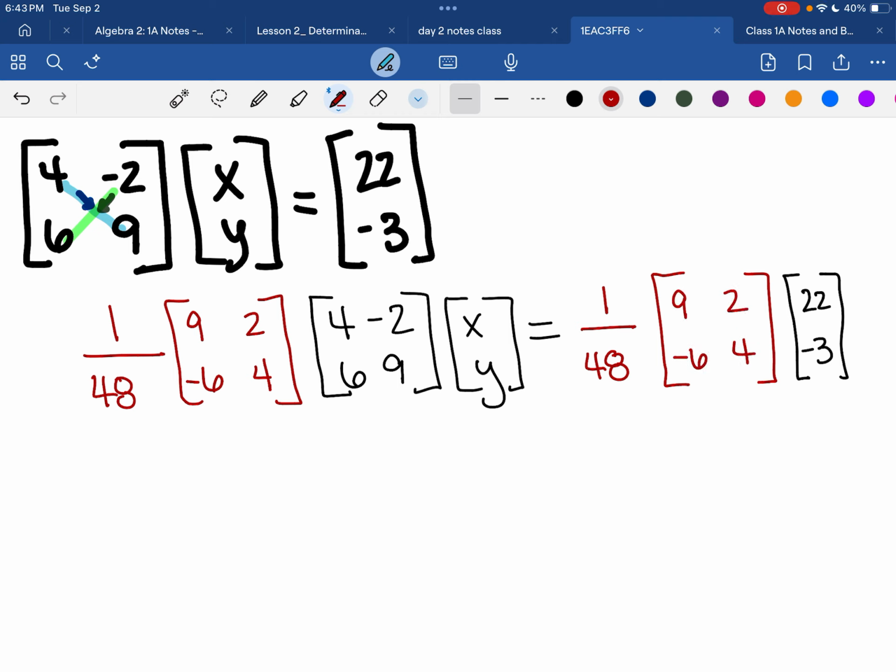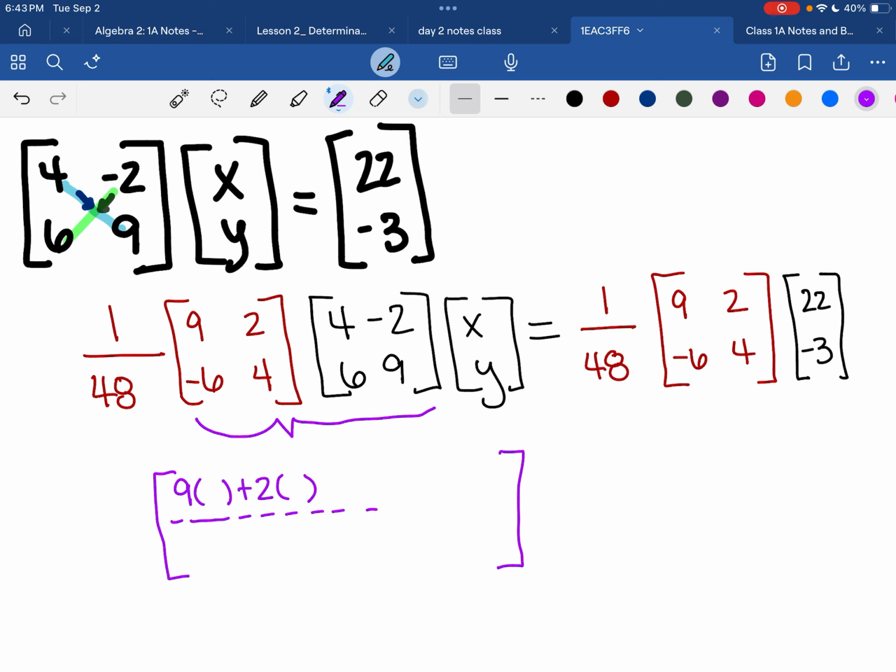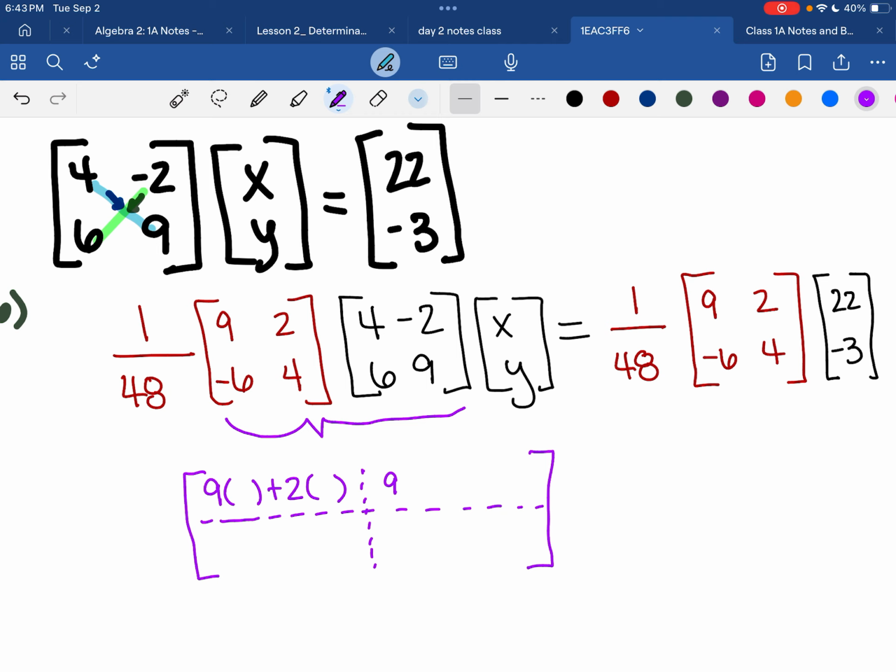And now I'm going to do matrix multiplication. With my matrix multiplication, I'm going to focus on these two matrices first. All right. So I'm going to take 9 times something plus 2 times something, and I'm going to do that twice. I'm going to draw this little dash line here so I get it done twice because I have row 1. So then I'm going to do 9 times something plus 2 times something. And then I'm going to write down my numbers that go in there.